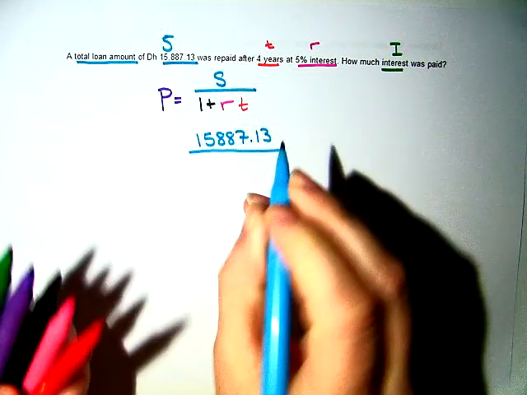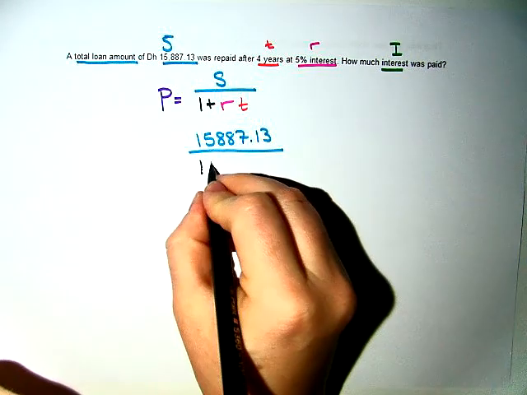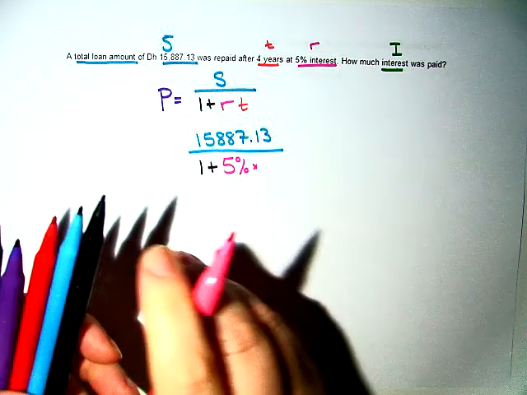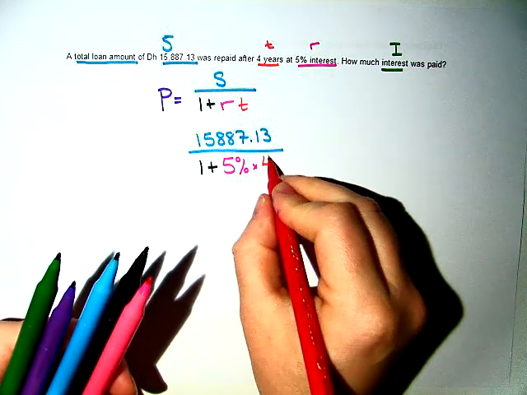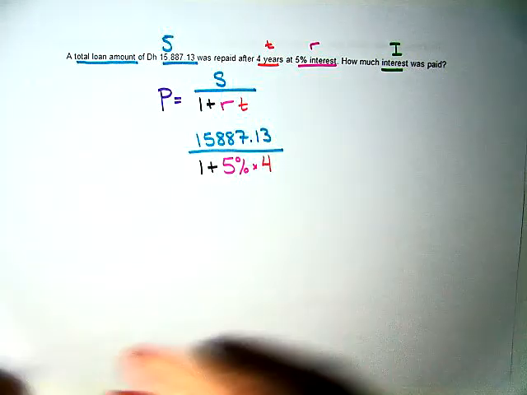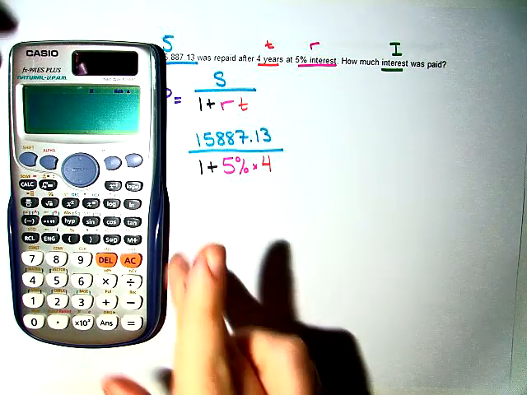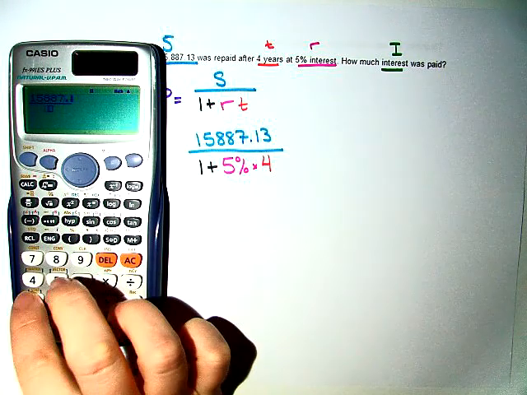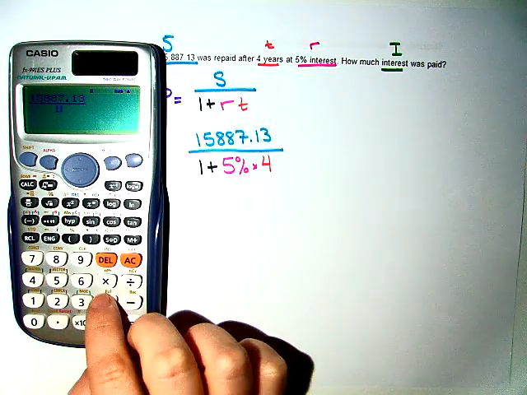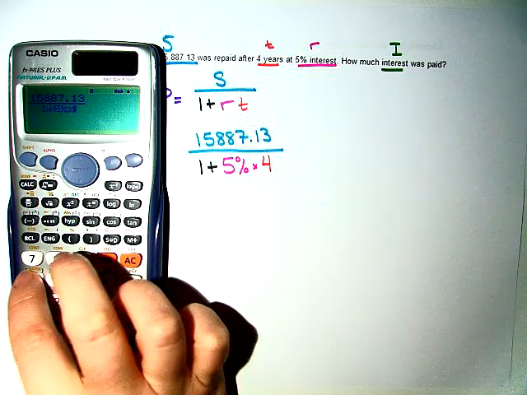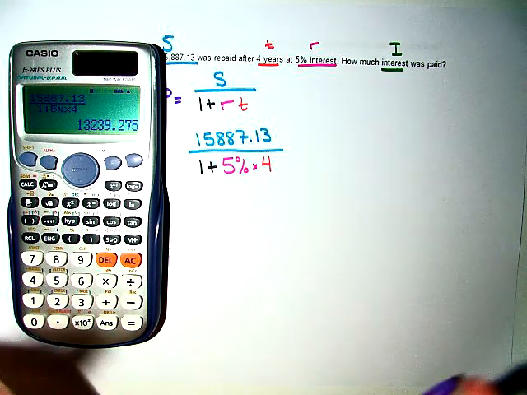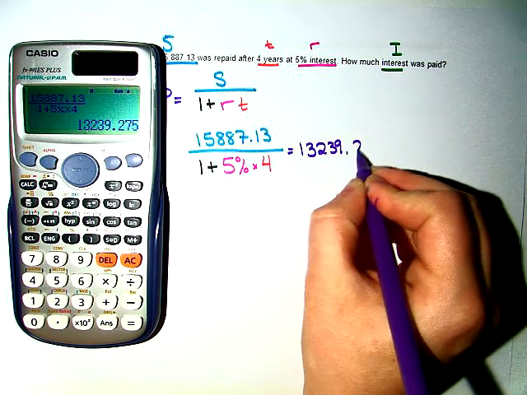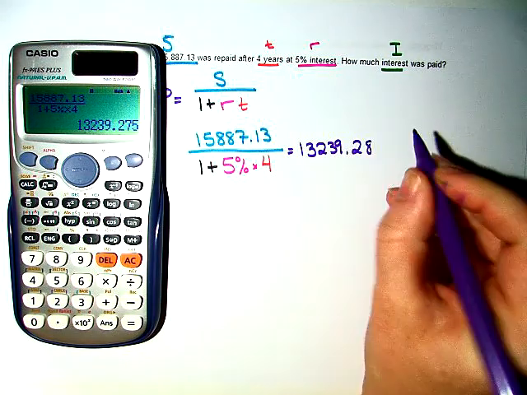15887.13 divided by 1 plus 5% times 4 years. We don't have to do any conversion because it's already there. And we're going to set it up exactly as we see it on our calculator. Okay, so 15887.13 over 1 plus 5% times 4 gives me an original principal of 13239.28, and the 7 makes the 7 round up to an 8.